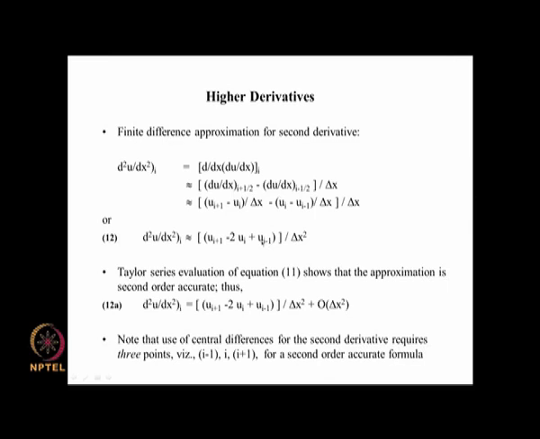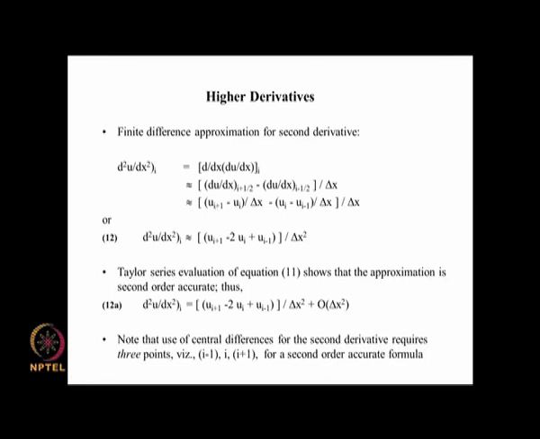This is an approximation for the second derivative at point i involving the value of u at a grid point to the left of i and to the right of i: ui plus 1, ui minus 1 and ui. So this is a symmetric difference formula, our central differencing formula for del square u by del x square at i. And in deriving this we have not made use of Taylor series and all that.